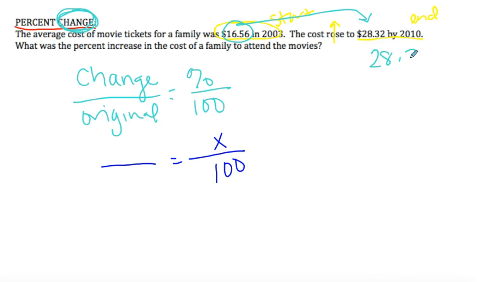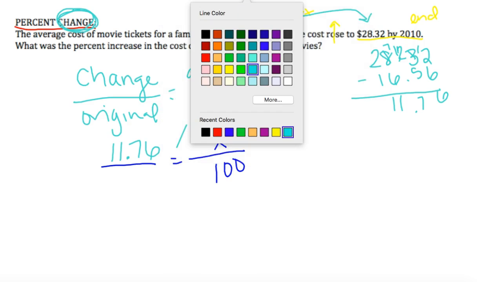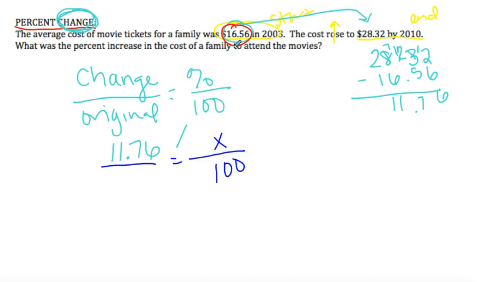So I'm going to do $28.32 minus $16.56. I can see that if I subtract them, $28.32 minus $16.56 is a change of $11.76. So if that's my change, the starting amount, the amount that these tickets used to cost, was this $16.56. So that's going to go down here.